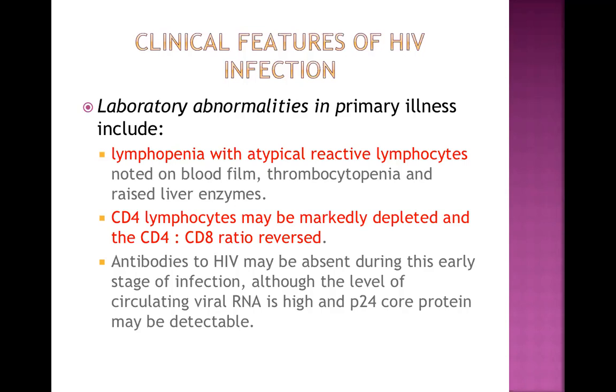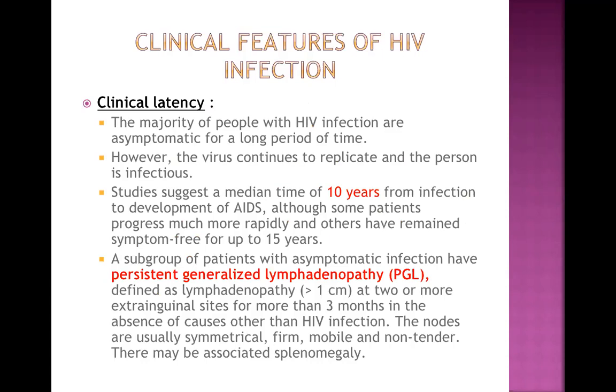Another phase or stage of HIV infection is called latent phase. We also call that stage clinical latency, because a majority of the patients of HIV infection are asymptomatic for a long period of time in this phase. Different studies have shown that the median time of clinical latency is about 10 years. But some patients may have clinical latency of 15 years as well.